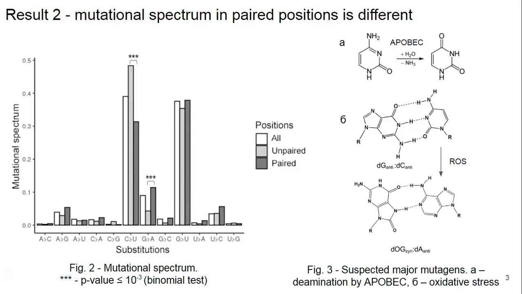Presumably, C2U is caused by deamination by cell deaminases APOBEC, which are responsible for antiviral cell protection. It's considered that G2U is a signature of oxidative stress. We can see that in paired sites, the rate of substitution C2U significantly decreased. Dark gray column is lower. But the rate of G2U is similar in paired and unpaired positions.